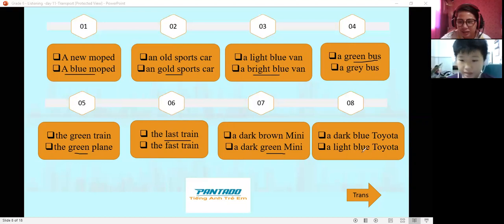How about number 8, a dark blue Toyota or a light blue Toyota? A light blue Toyota. Okay, so now, Dong, we are going to find out if your answers are correct because you are done answering now.